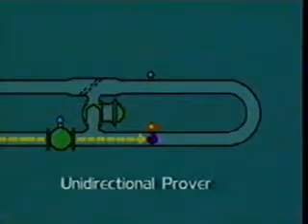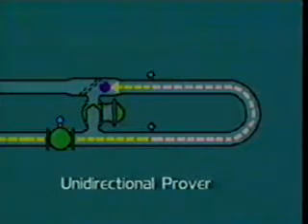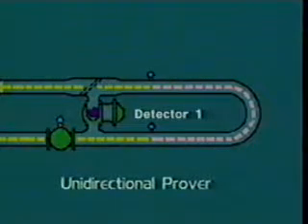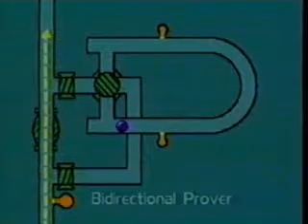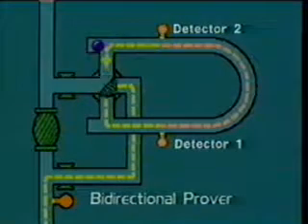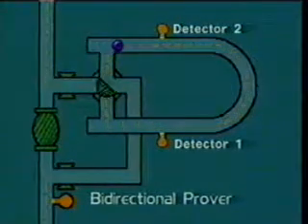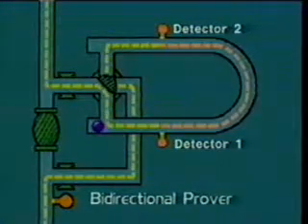In a unidirectional prover, a trip or known volume is defined by the displacer traveling from detector 1 to detector 2. For a bidirectional prover, a round trip is the displacer traveling from detector 1 to detector 2 plus traveling from detector 2 to detector 1.